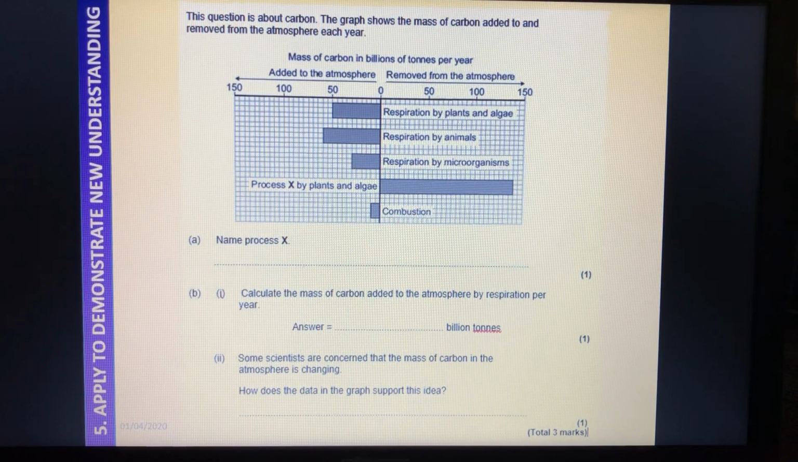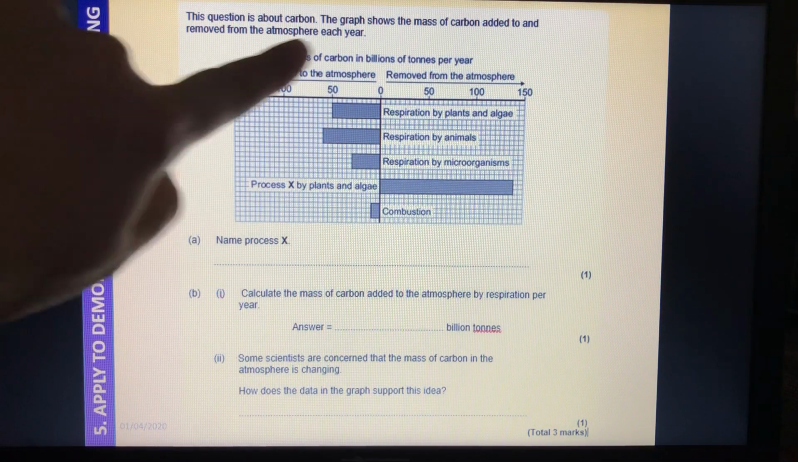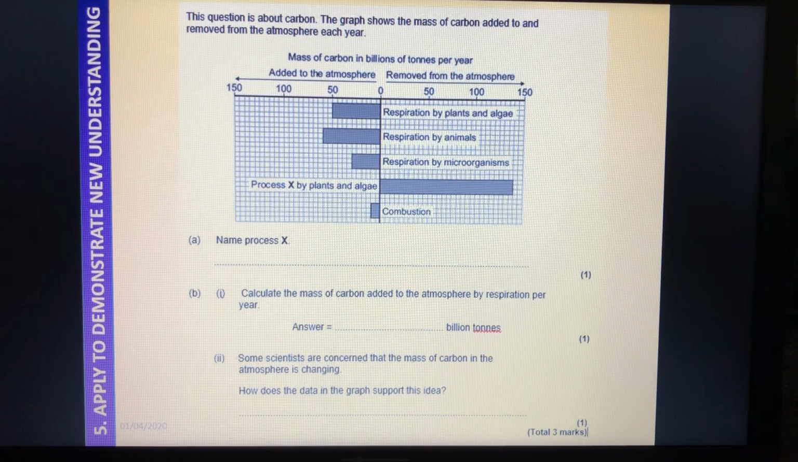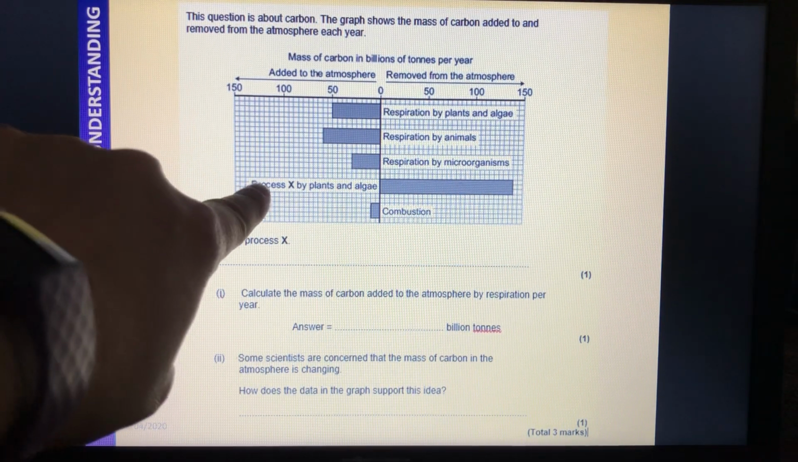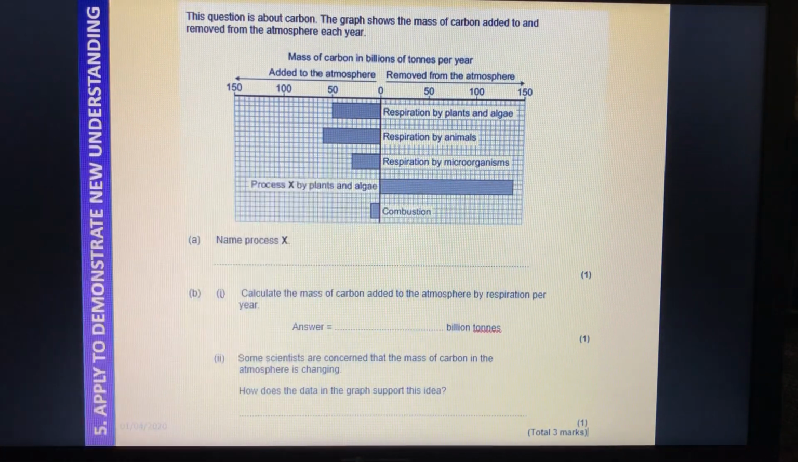Okay, another question. This question is about carbon. The graph shows the mass of carbon added to and removed from the atmosphere each year. So we've got the mass of carbon added to the atmosphere and the mass of carbon removed from the atmosphere. Name process X. So the process X is done by plants and animals, and it's all the way over here. It removes carbon from the atmosphere.